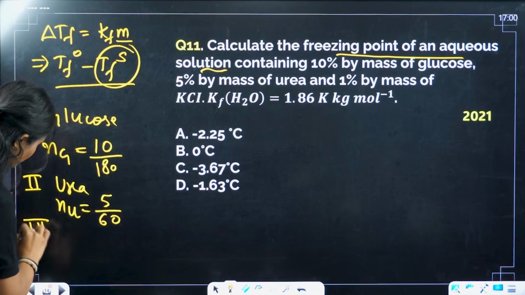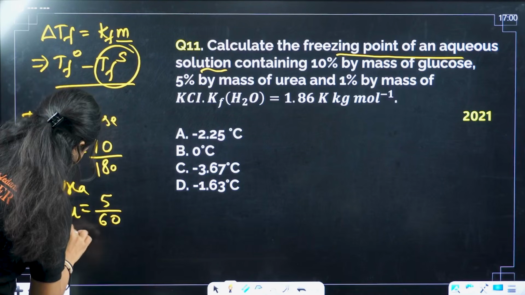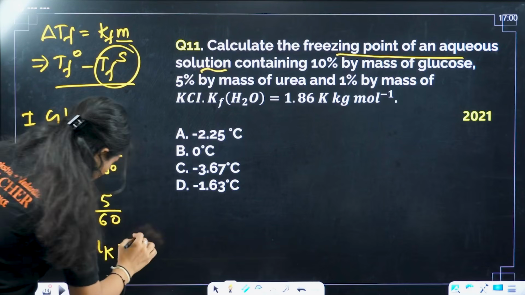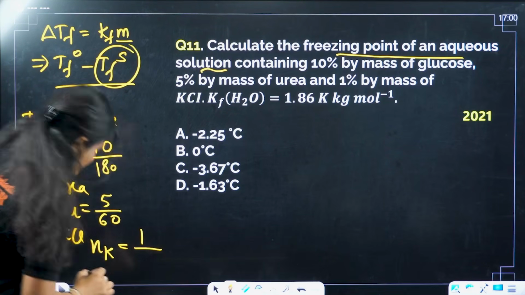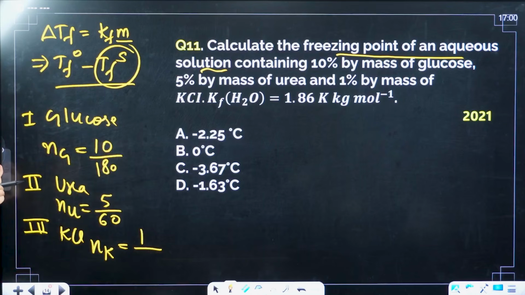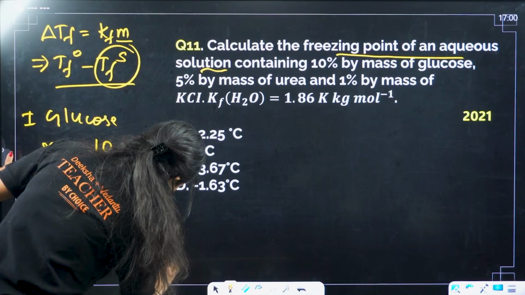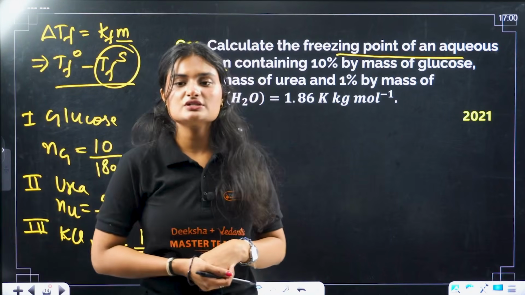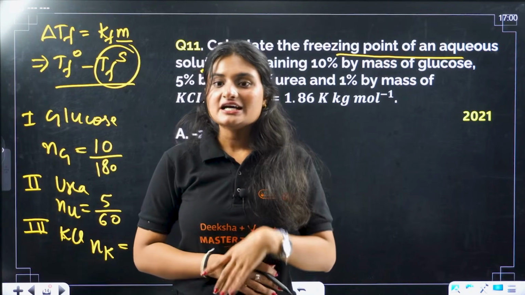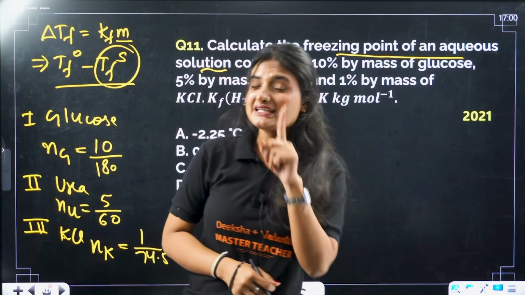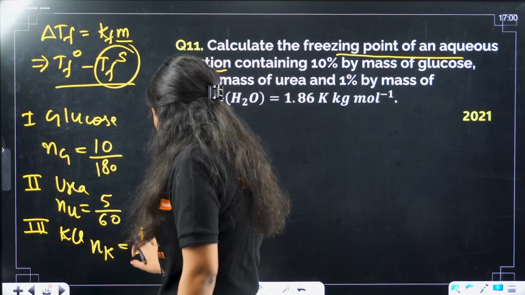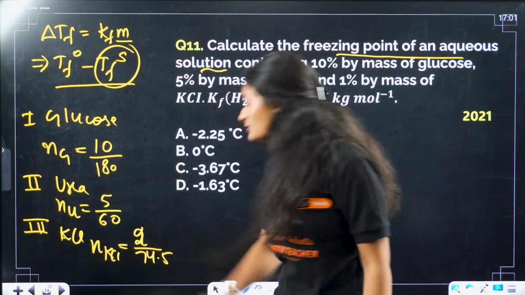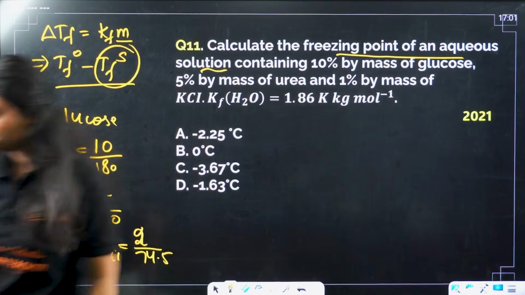And the last one is your KCl. For KCl, the number of moles of KCl will be 1 by, how much is there? 74.5. But remember, we are talking about KCl. KCl will dissociate also. It will dissociate as K positive and Cl negative. So we won't be getting just one ion. What will we get? 2. So this much is the number of moles of KCl. I hope it is clear.